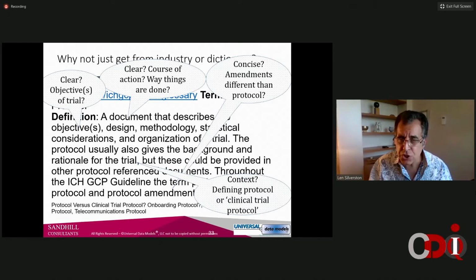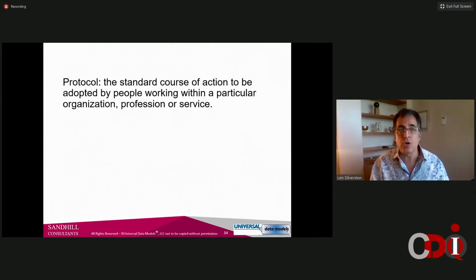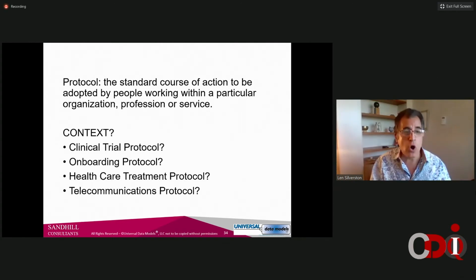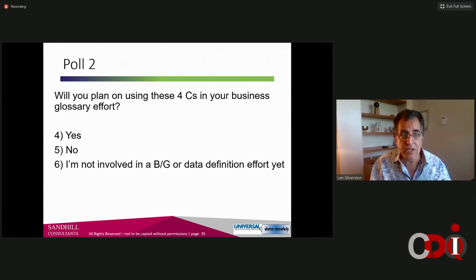What they're also doing is describing protocol, and this happens a lot in industry models. They're saying, here's a protocol, and they're assuming we're talking about a clinical trial protocol. So it's saying, hey, I'm defining a protocol, being the protocol also gives the background and rationale for the trial. Well, wait a minute, what we're defining is a clinical trial protocol. But what we want to do is actually describe a protocol, because even in this, we're going to have other types of protocols. So protocol is the standard course of action that can be accepted. There's all different types of protocol: clinical trial protocol, onboarding, healthcare, telecommunications.